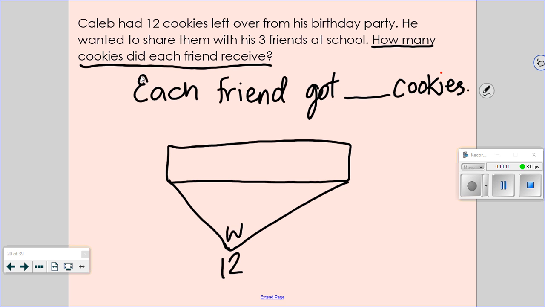Then what happened? He had these 12 cookies, and I'm going to assume some 3 friends. What else do we know? Ethan? He had 3 friends he was giving gifts to. We have our 3 friends, our 3 groups. So let's break apart our bar to show my 3 friend groups. I'm going to have 3 boxes inside my big bar to show my friends.